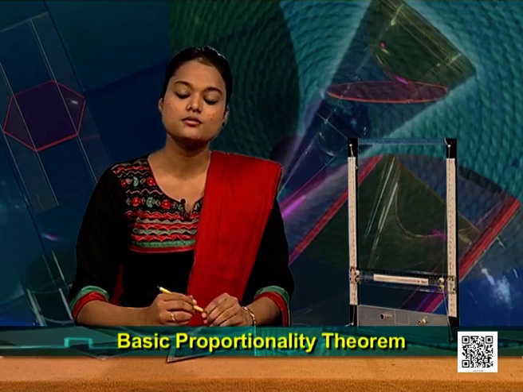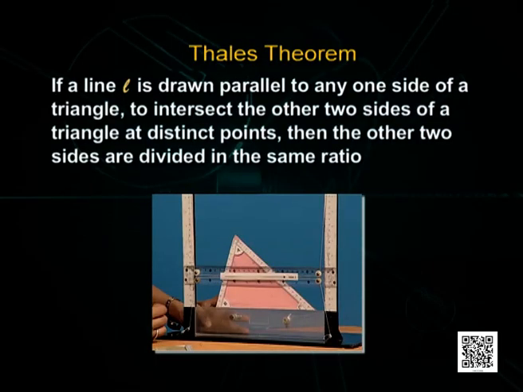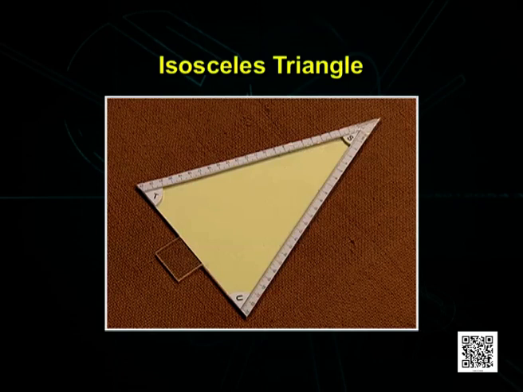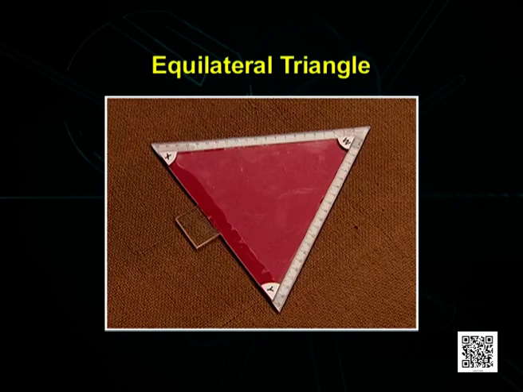The basic proportionality theorem states that if a line L is parallel to any one side of a triangle and intersects the other two sides of the triangle at distinct points, then the other two sides are divided in the same ratio. We are going to verify this theorem in four cases: a scalene triangle, a right angle triangle, an isosceles triangle, and an equilateral triangle.